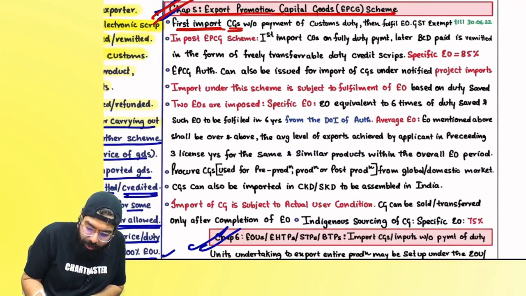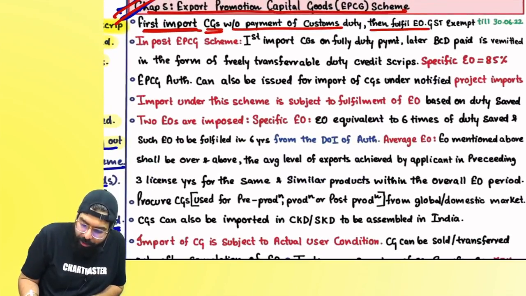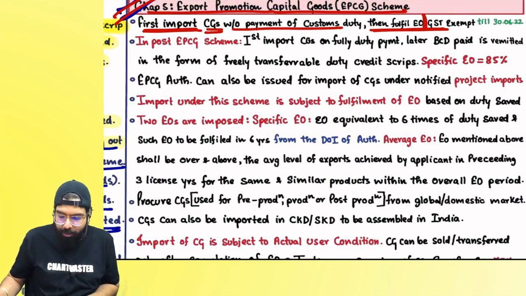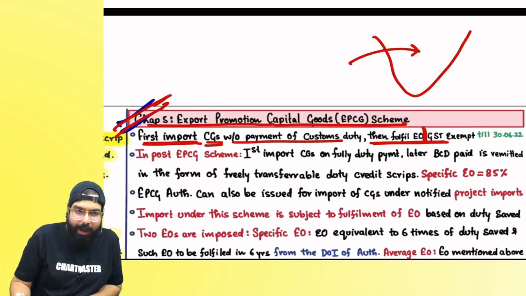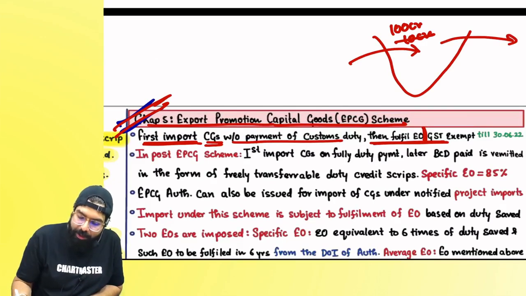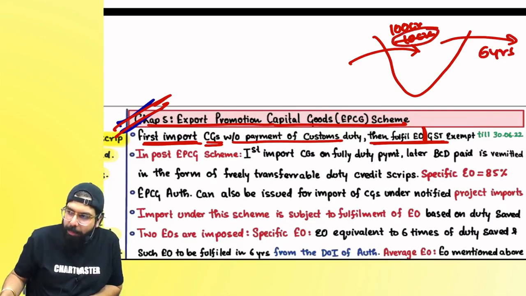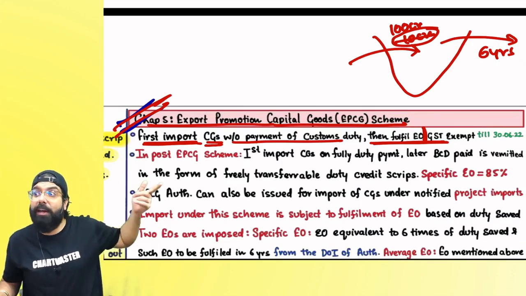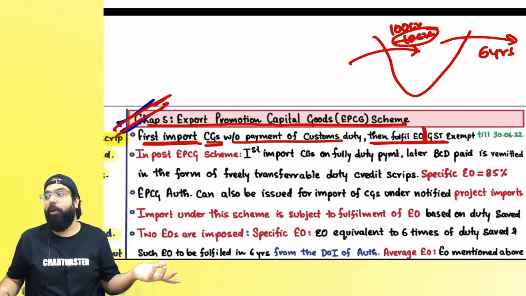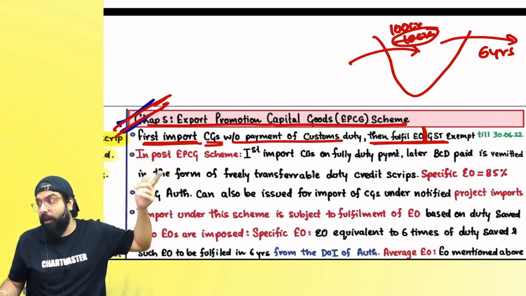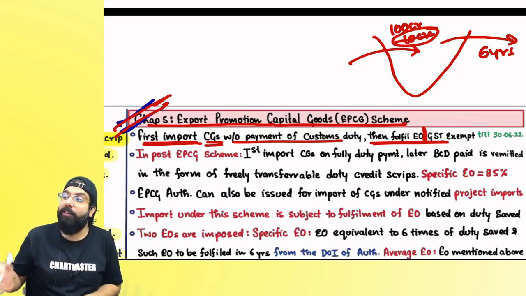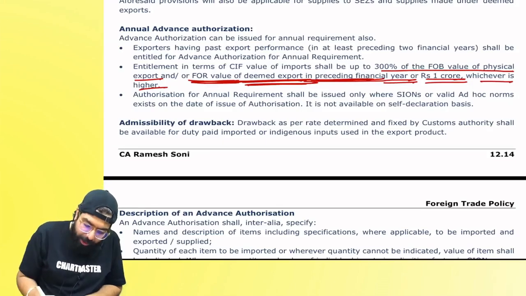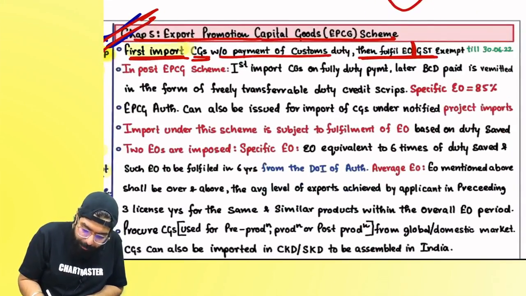Sir, first import capital goods without payment of custom duty, but then you have to fulfill the export obligation. What is export obligation, everyone? He will tell you, you import capital goods of 100 crore from outside India, you don't pay 10 crore of duty, no problem. But sir, in your next 6 years, whatever duty you have not paid, how much duty did you not pay? 10 crore? 10 crore into 6 times, 60 crore incremental export has to be done. It is not what you are already exporting. Because of the machine, you showed the dream that my export will increase. So your incremental export has to be 6 times. That is your export obligation. So they are telling, sir, you can import. First import capital goods without payment of custom duty, but then fulfill the export obligation.